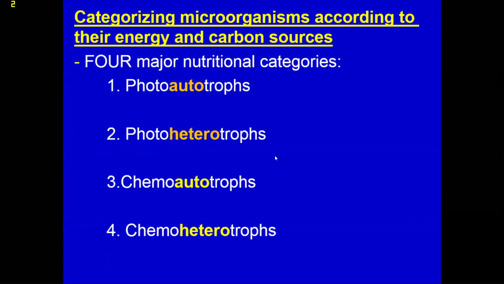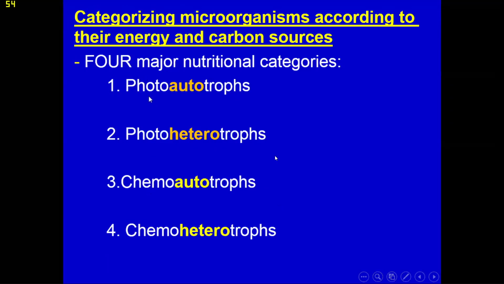Now, how do we categorize the microorganisms according to their energy and carbon sources? As you know, microbes should get energy and should get carbon. We said carbon is a very important material for the growth of microbes. According to the energy and carbon, we can subdivide the microbes, in general, into 4 categories.